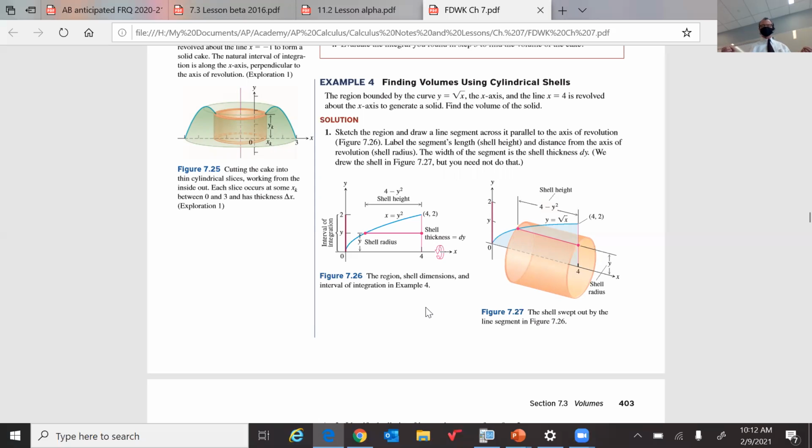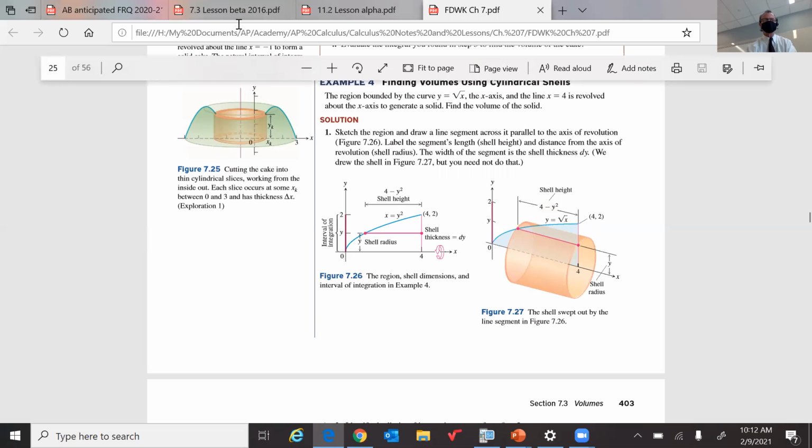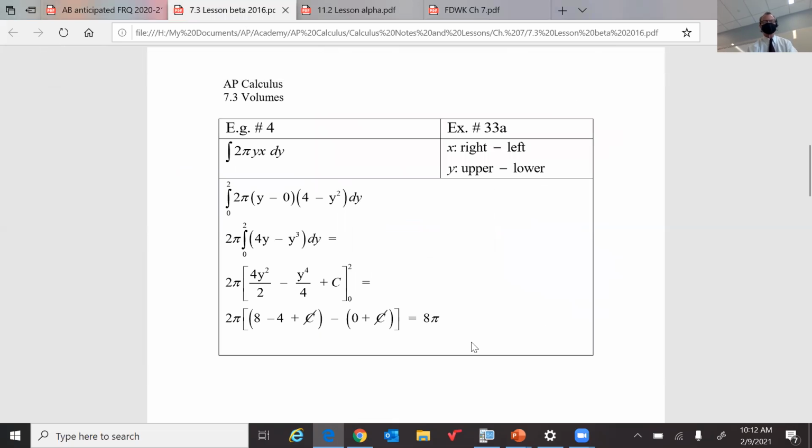That's backwards, that's confusing me. The shell radius, the radius of the can, is y take away 0. The height of the can, ready, is right take away left, which is 4 take away y squared. So now I go back to the PDF: 2 pi, radius y take away 0, times the height. The height of the can is right take away left, 4 take away y squared.